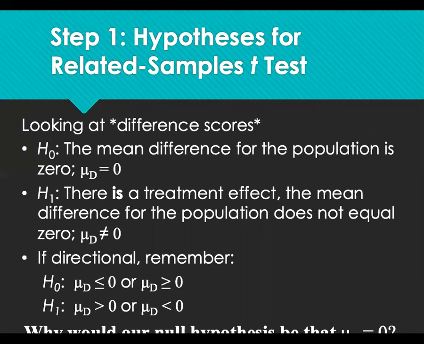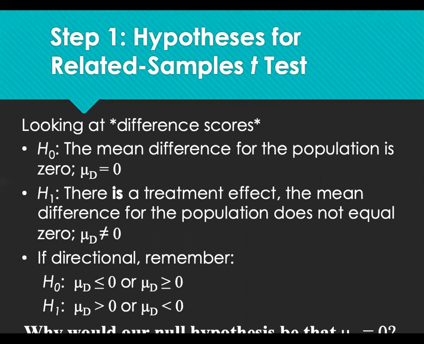And for the null hypothesis, we would say that the mean difference for the population is 0. So the null, again, means that there's no treatment effect, there's no difference, right? The intervention does nothing. And so the number of headaches before and the number of headaches after are going to be equal. Therefore, the difference in headaches before and after will be 0. The alternative hypothesis is that there is a treatment effect, right? And that the mean difference for the population does not equal 0.